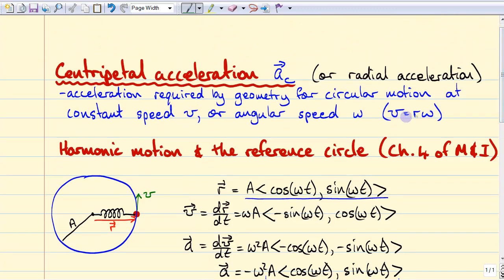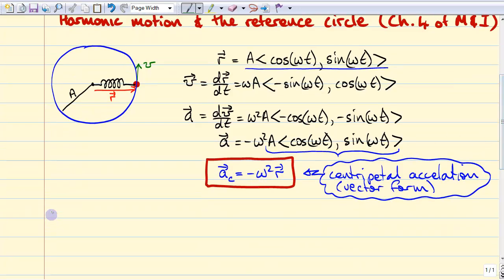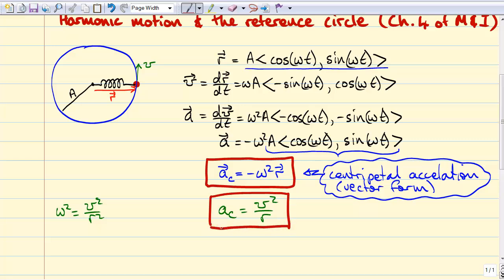We want to rearrange this equation to solve for omega, and because we've got an omega squared here, let's just write out what that would be. Omega squared is equal to v squared over r squared. So if I substitute that in here, I get that AC, the magnitude of it, is equal to v squared over r. And this is the scalar form of the centripetal acceleration. Right, so let's just put that there, scalar form. And the scalar form, it's for the magnitude really.